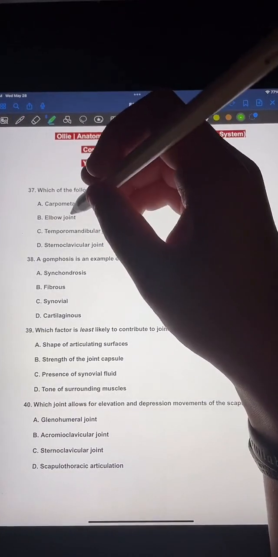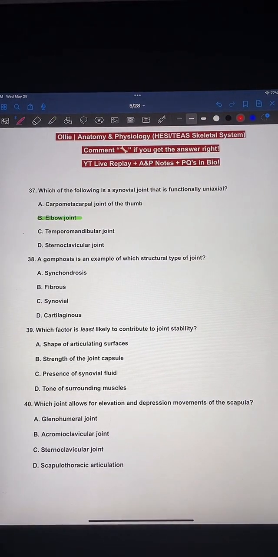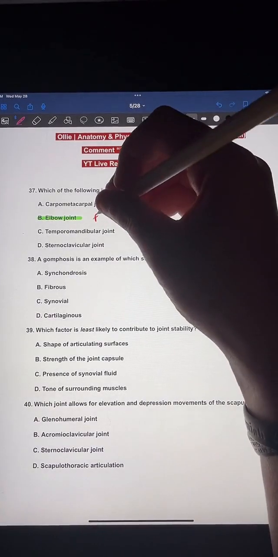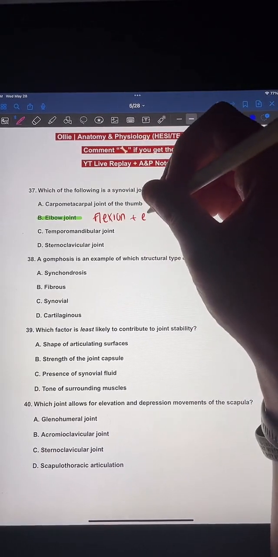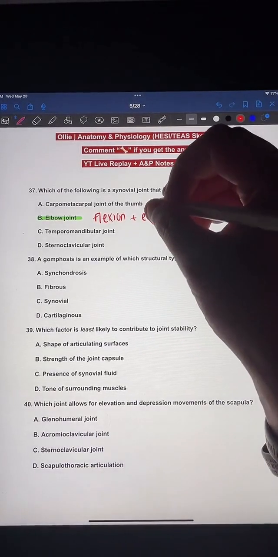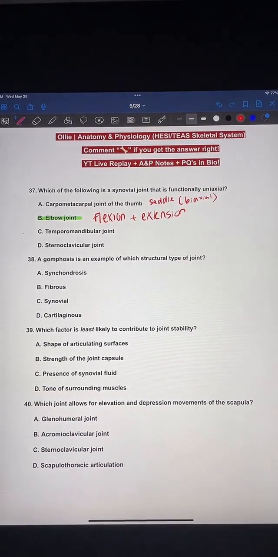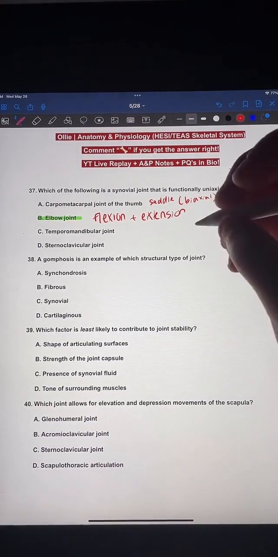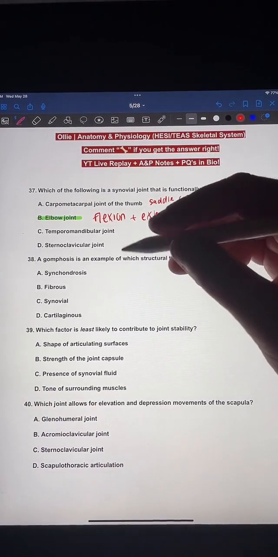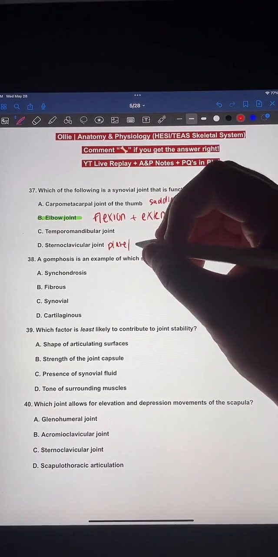37, the answer is B. It is the elbow joint. So a hinge joint allows for motion in one axis. That is our flexion plus our extension. Answer choice A, our CMC joint of our thumb, is a saddle joint, meaning that it is biaxial. The temporomandibular joint is a modified hinge joint with some sliding. And the sternoclavicular joint is a plane and gliding joint.